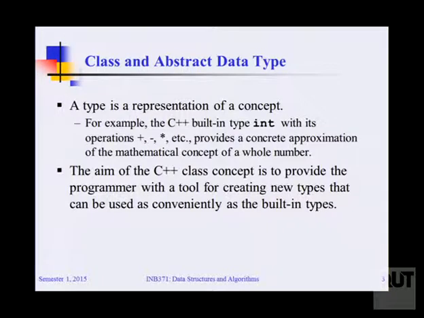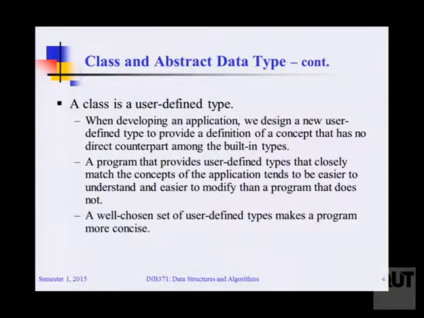Which means you need a new data type in your C++ program to model that concept in the real world, right? So if that is the case, you need to design or define new data types. So this is the idea. Basically, a class is a user-defined data type, all right?